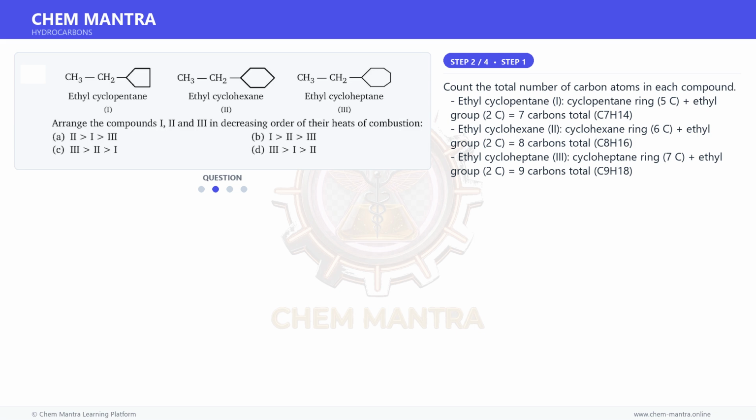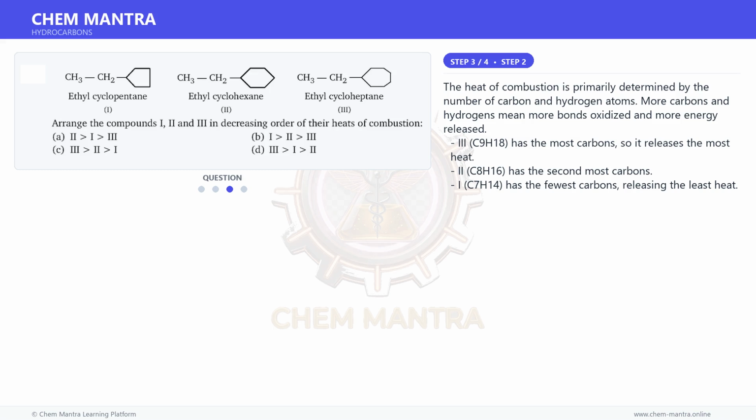Ethyl cyclohexane, 2. Cyclohexane ring, 6C, plus ethyl group, 2C, is equal to 8 carbons total, C8H16. Ethyl cycloheptane, 3. Cycloheptane ring, 7C, plus ethyl group, 2C, is equal to 9 carbons total, C9H18.